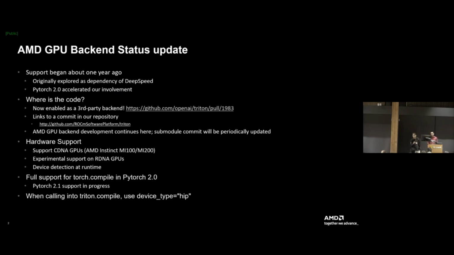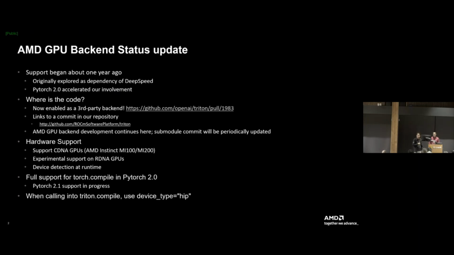On hardware support, we focus on our CDNA GPUs, which are the big data center ones. We do have experimental support for RDNA as well, so they both should work. There are different warp sizes on both of those, so we have auto detection for the hardware implemented now. Triton is able to find out what hardware we're on and do the proper thing. But CDNA is our lead development platform.